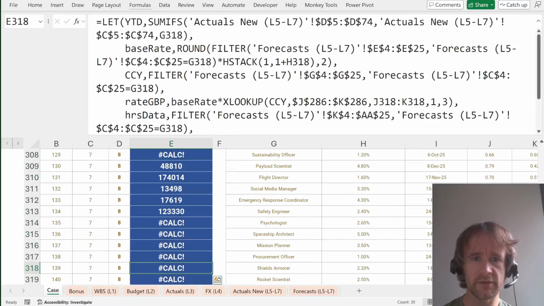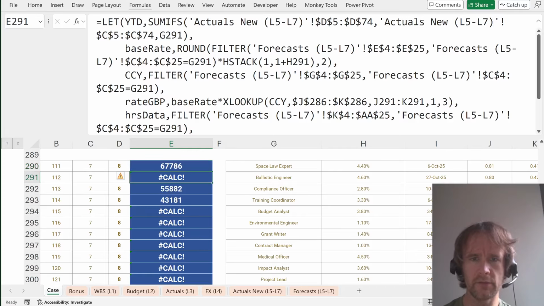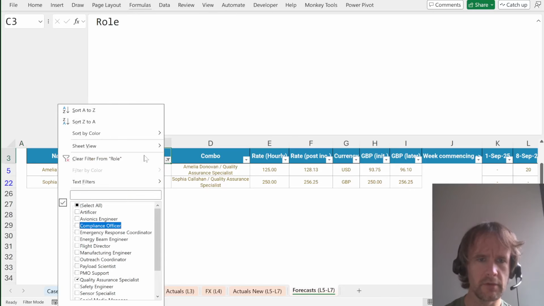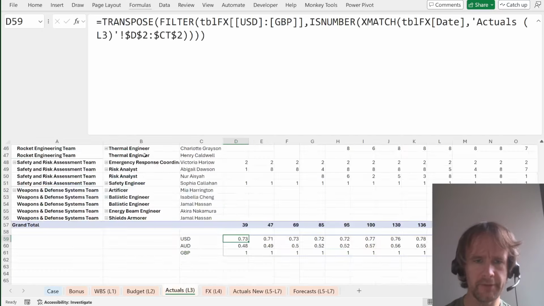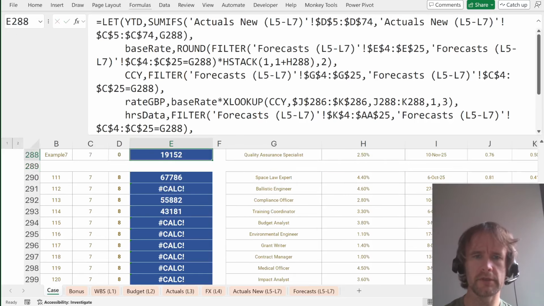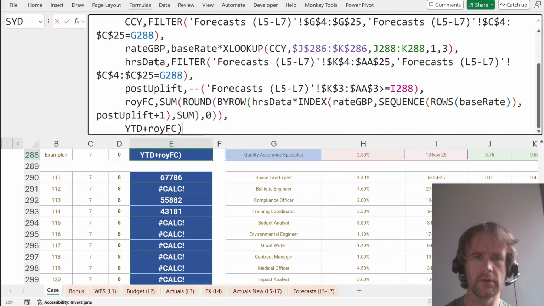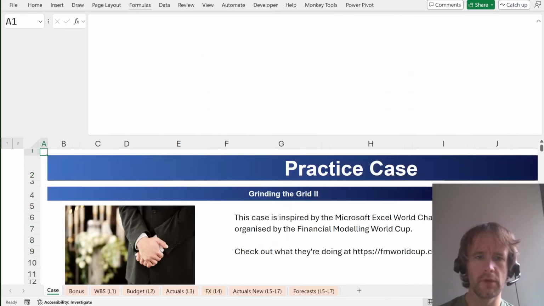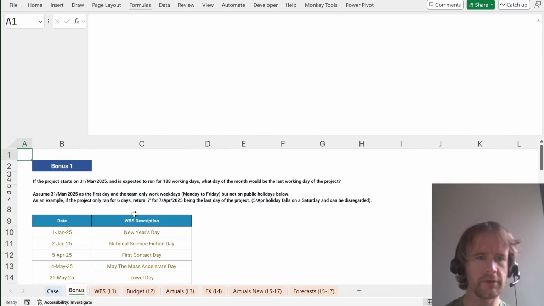Not gonna lie, I thought this was gonna be a quick, zippy little case. Right, I guess we're saying no ballistic engineers in the forecast. We are indeed. Okay, fine. So then I think it's probably just a case of if error 0. Oh, this is going to be a nice quick little case.